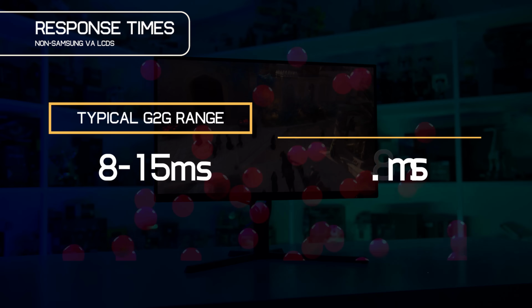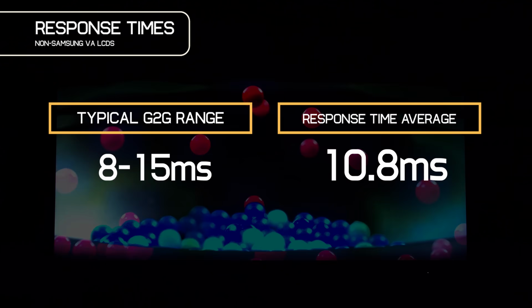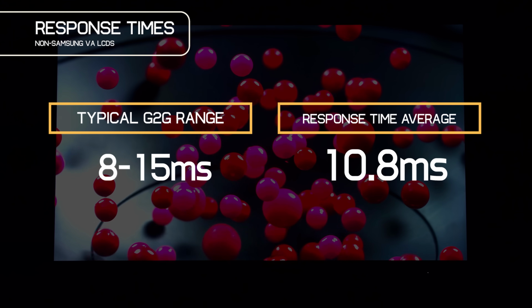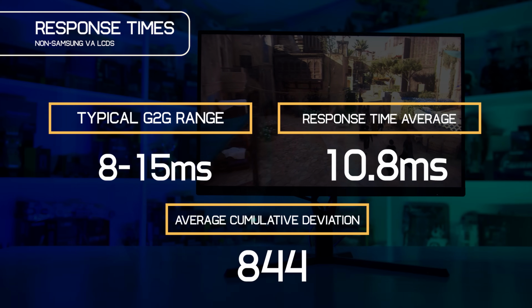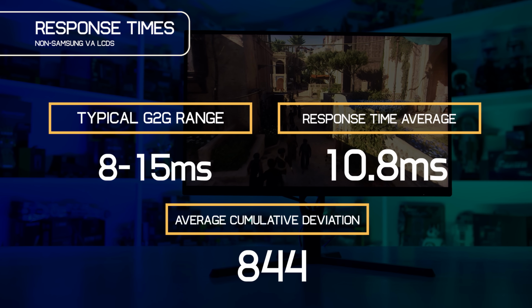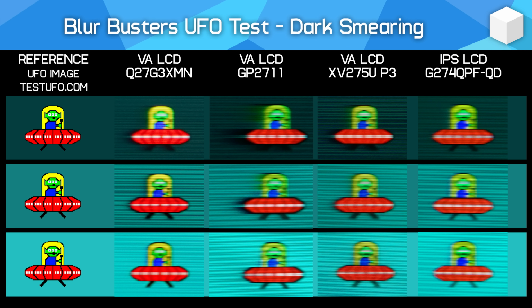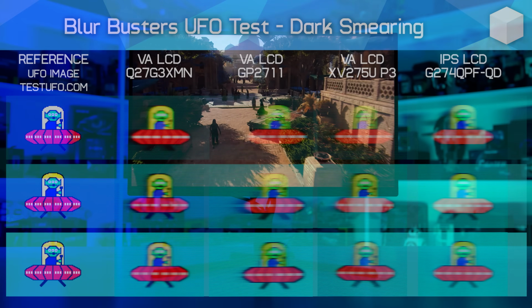On average, these VAs hit 10.8 milliseconds, and in our cumulative deviation metric, which assesses how close a transition gets to the ideal instant response, the average VA sits at 844. VA LCDs also suffer from something called dark level smearing, where transitions involving dark greys are especially slow, and this leads to significant ghosting in some situations.